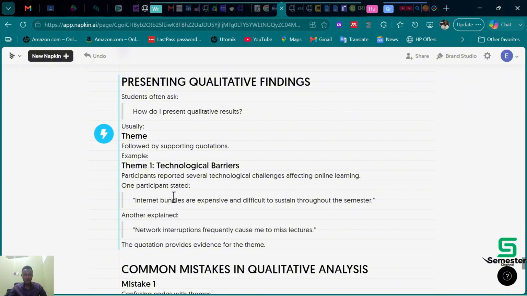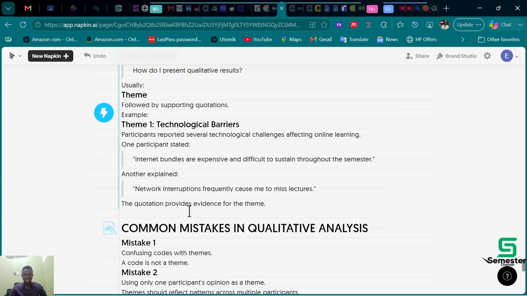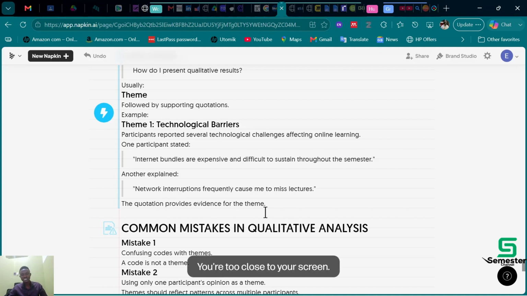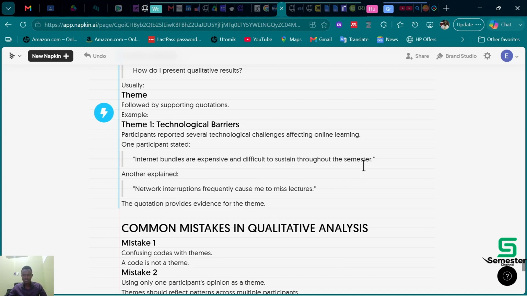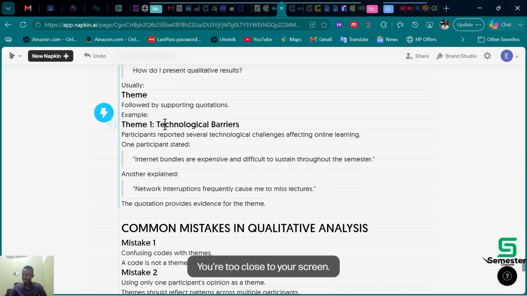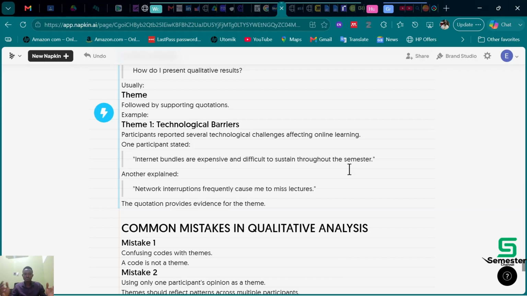So an example is, one participant stated, "Internet bundles are expensive and difficult to sustain throughout the semester," right? Now, the quotation provides evidence for the theme. The theme is what? Technological barriers. And "internet bundles are expensive and difficult to sustain throughout the semester" is evidence of the fact that participants said they had technological issues or technological barrier.